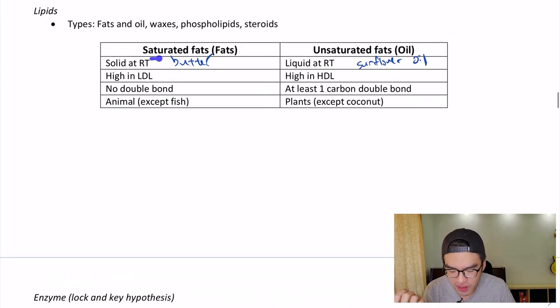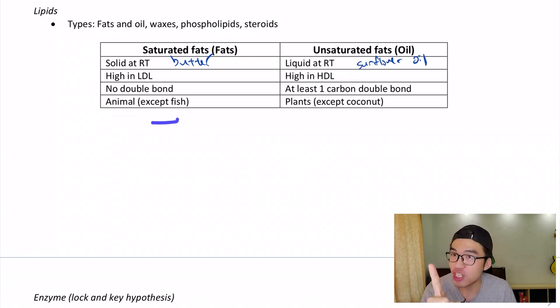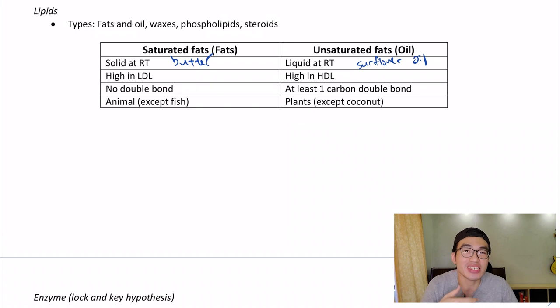And of course, saturated fat is mostly found in animals. Butter comes from cows, except fish, because you say fish oil, you don't say fish fat. And of course, unsaturated fat is mostly found in plants. That's why we say sunflower oil, olive oil, besides coconut. Coconut is mostly saturated fats. That's why don't eat too much of it, it's not very good for health.